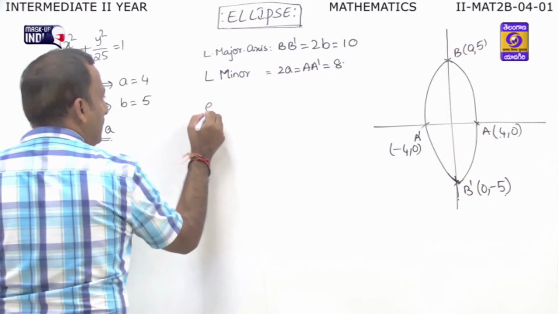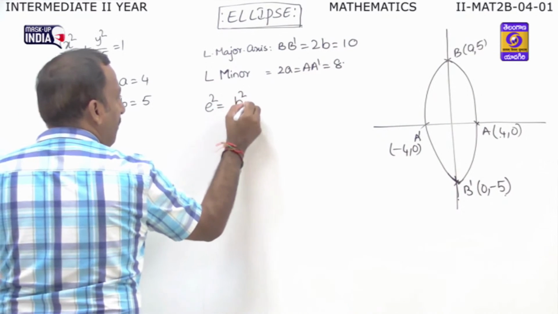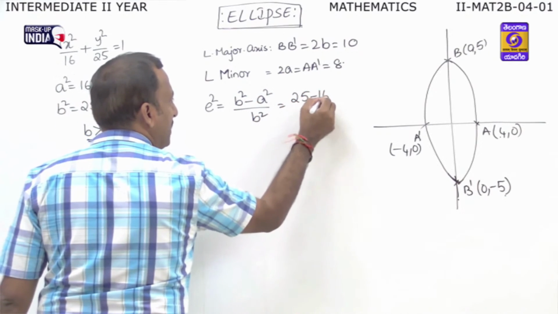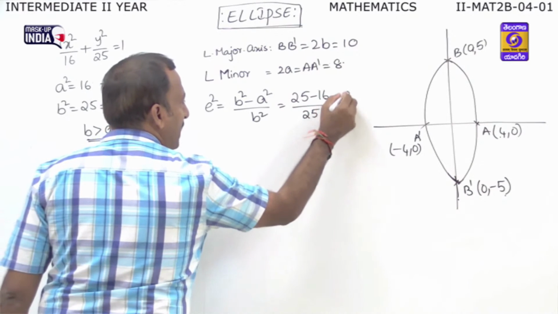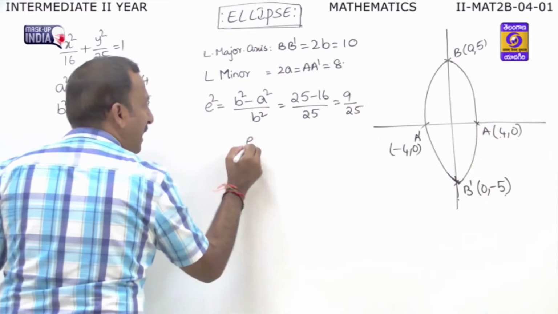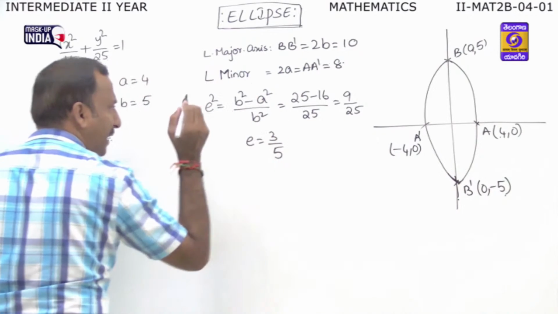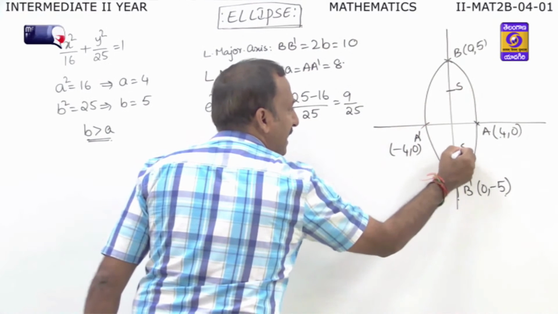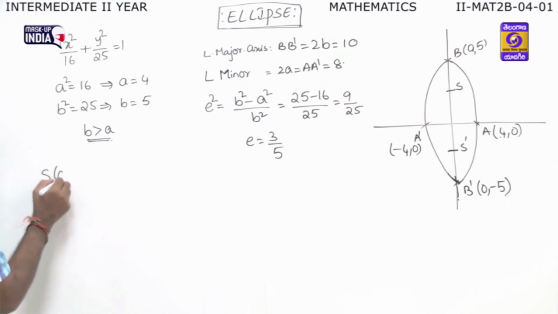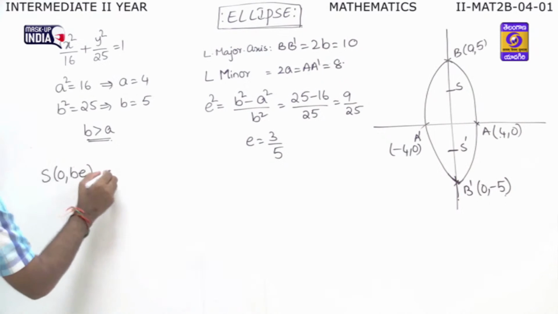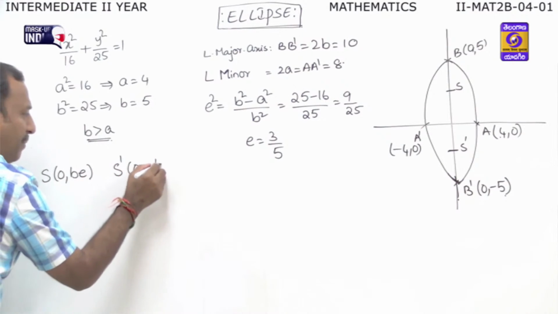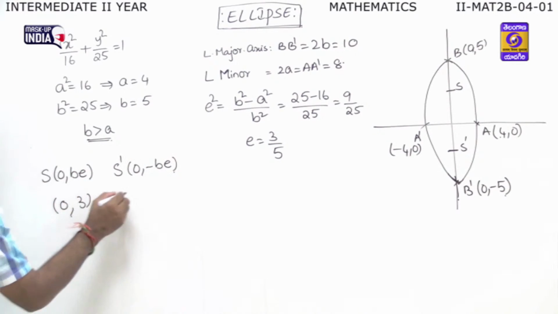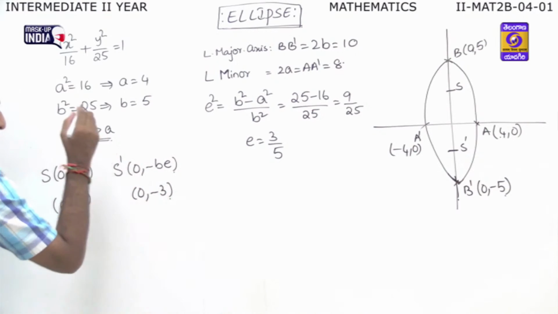See, what is eccentricity? e square is equal to b square minus a square by b square, that is 25 minus 16 by 25, that is 9 by 25. e is equal to 3 by 5. The foci are S and S dash. S is 0, be. S dash is 0, minus be. So what comes? 0, b e is 3, and 0, minus 3.